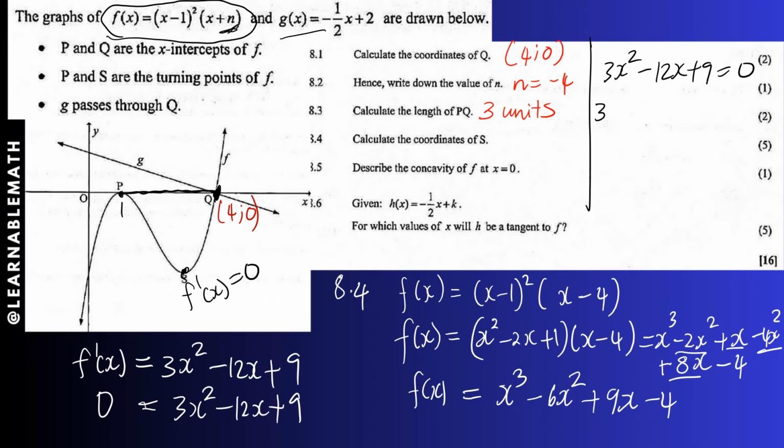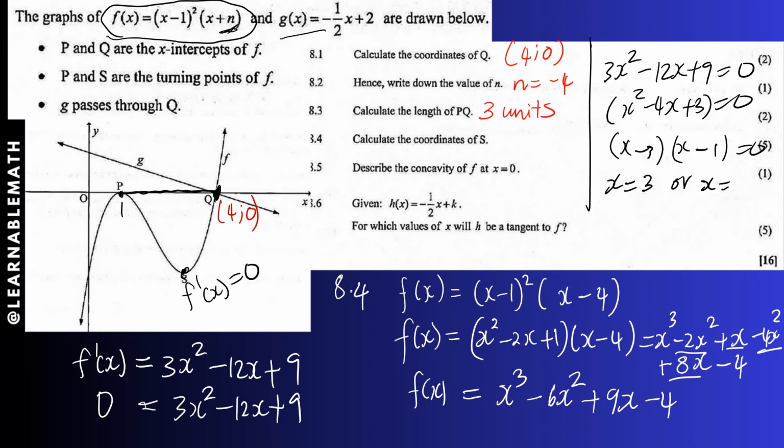If I take 3 as the common factor, I have x squared minus 4x plus 3 equals 0. Divide by 3, and the 3 will go away. Then you factorize this: x, 3 and 3, 3 and 1 are the factors. When we add them, they must give us minus 4, so it must be minus 3 and minus 1. That will give us minus 4. Then we know x equals 3 or x equals 1.